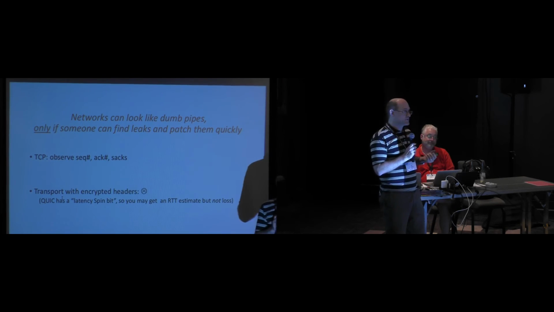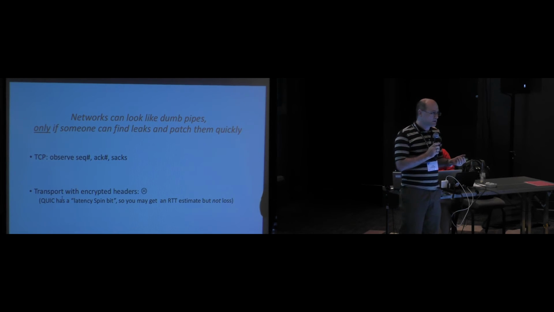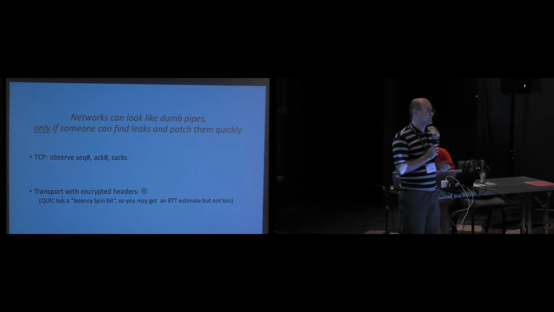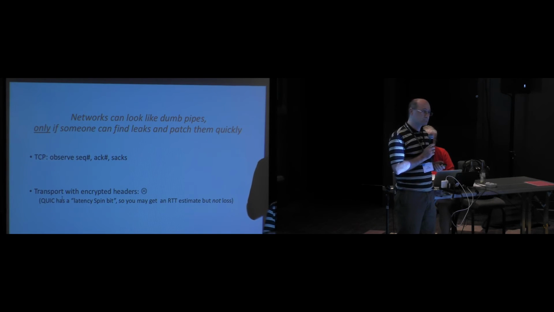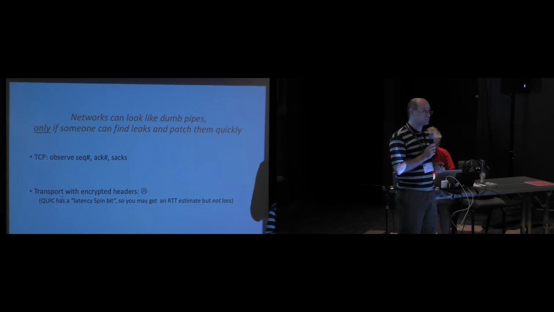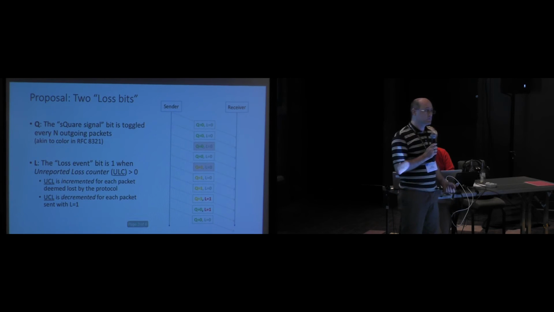If she's seeing a TCP flow in that pipe, it's pretty good. She can look at sequence numbers, ACK numbers, figure out if there is a leak, see if it's upstream or downstream. If she is looking at a QUIC flow, not as good. There are no bits to look at to see if there is packet loss. So I think it's a problem, and we propose a solution that uses 2 bits.